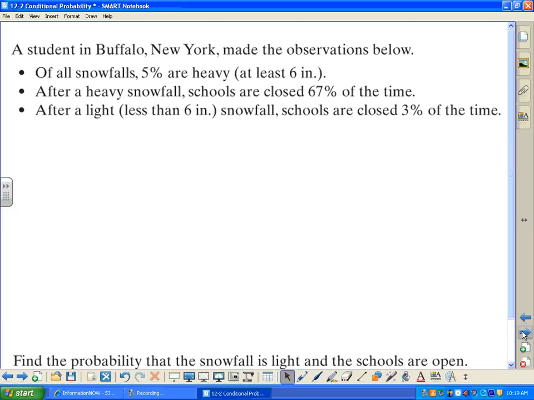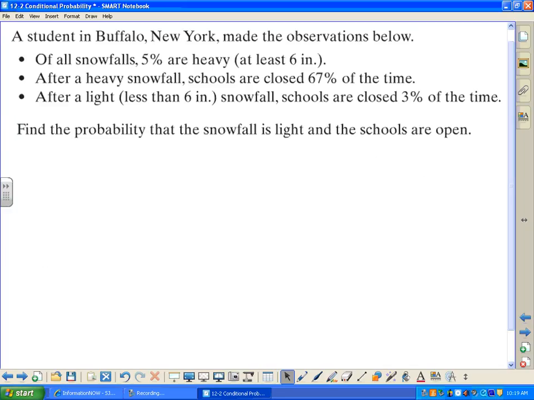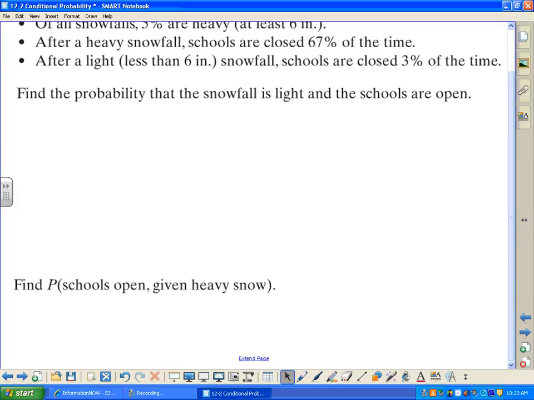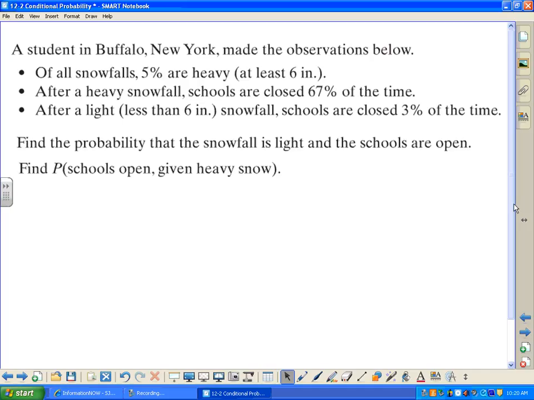Here's what I want to find, first of all. The first thing I want to find is the probability that the snowfall is light and the schools are open. And then I want to find the probability that the schools are open given there is a heavy snow. Those are the two things that I want to find. Okay? Now, as it looks right now, I think it's pretty hard to find all this information. So what we're going to do is organize it into a tree diagram.